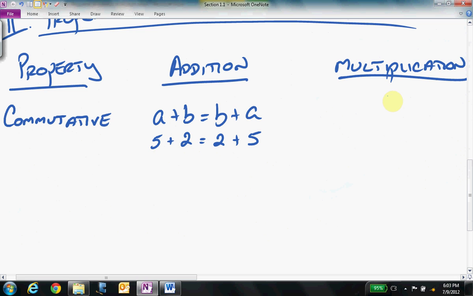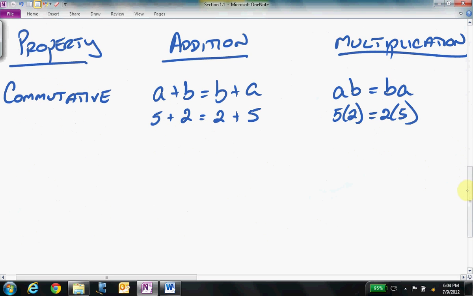Multiplication, it's the exact same. Alright, it's A times B is going to be the same thing as B times A. And we can use the same values of A and B to test it here as well. So 5 times 2, well, that's 10. And that's the same exact thing as 2 times 5. 2 times 5 is also 10. Next property is the associative property.